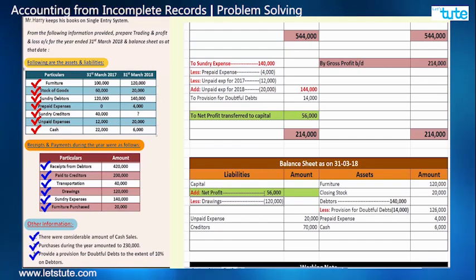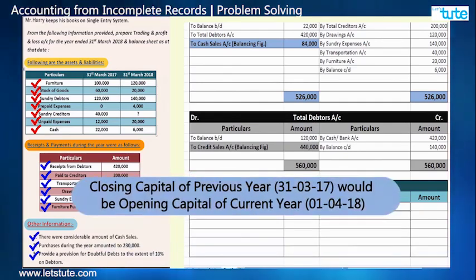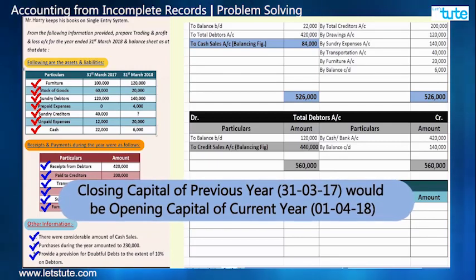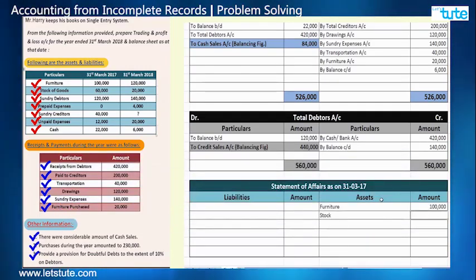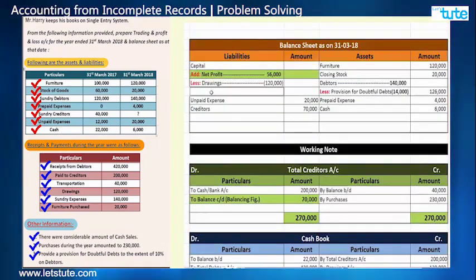We have all the information about the assets and liabilities of the previous year except the capital. By preparing statement of affairs as at 31st March 2017, we can get the capital of that year, which would be the opening capital of this year. So we post the needed information. The balancing figure would be the capital, and we got the capital as 2,50,000, which we record here in capital column. Everything is posted in balance sheet.